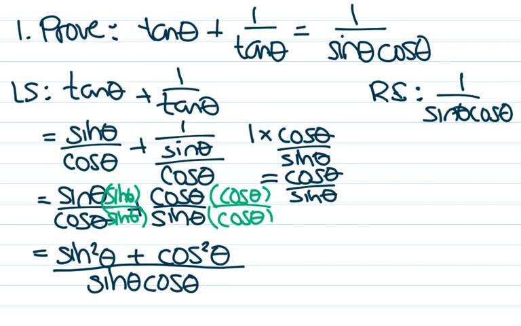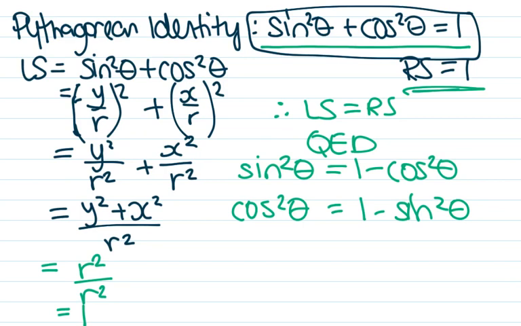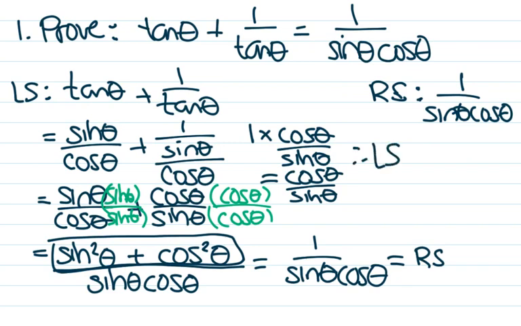Now, the top here, sine squared theta plus cos squared theta, that looks just like this here, so that's the Pythagorean identity. That is equal to 1, so I'm going to replace it with 1. 1 over sine theta cos theta, and look at that, I have equaled that to the right side, so now I have proved it. So therefore, the left side equals the right side, QED. Basically, as you work through these problems, you're just going to be looking for opportunities to switch things out using the quotient identity and the Pythagorean identity. All right, so let's move on to the next page.